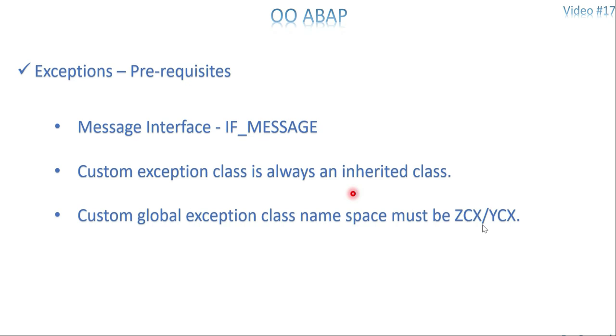Okay, and one more point, you are not able to inherit directly from CX_ROOT. CX_ROOT is the base class, and then you have three more inherited classes. Underneath, you can create whatever class you want. And a global exception class namespace must be ZCX or YCX, otherwise you will get an error. You are not able to create any exception class without this namespace. And this is applicable only for global exceptions. For local, you can create whatever name you want, but for global, it should be ZCX or YCX. Then you can add whatever name you want.